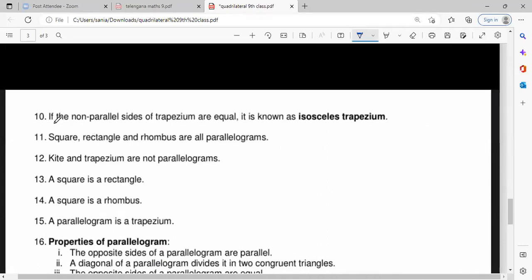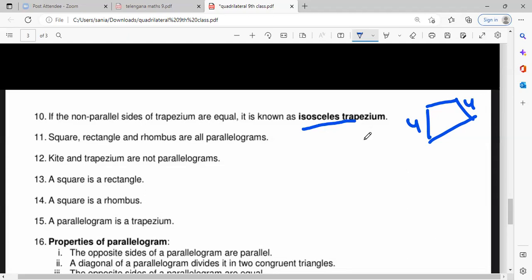Over here, there are a few points basically. If the non-parallel sides of a trapezium are equal, it is known as an isosceles trapezium. For example, this is the trapezium. These two sides are parallel, right? These two sides are non-parallel, which means they are not parallel. But if they are equal, for example, this is 4 cm and this is also 4 cm, then this trapezium is an isosceles trapezium.